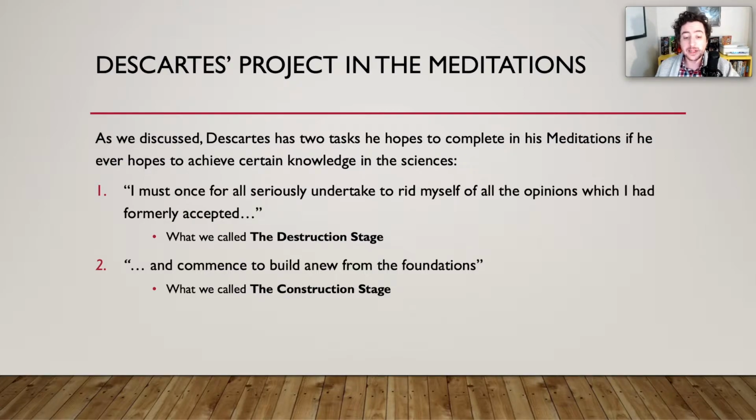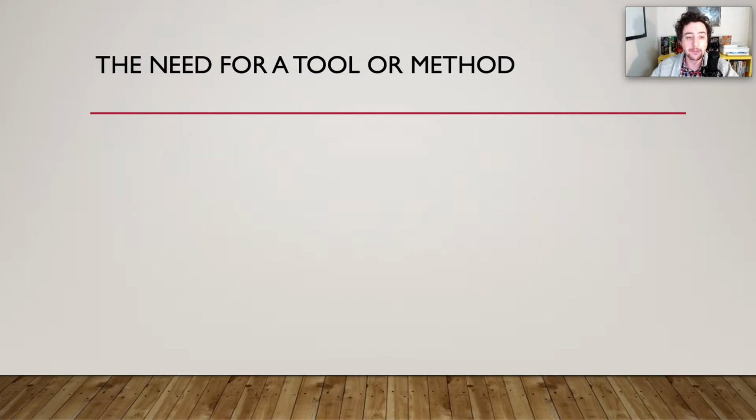So the first meditation is an attempt to engage in that sort of destruction, clearing the ground. And the second meditation to the sixth meditation are his attempt to engage in the construction stage, to build things back up. But we need some sort of tool. Just like when you're building a house, you need bulldozers to clear the ground. You need those tools of destruction.